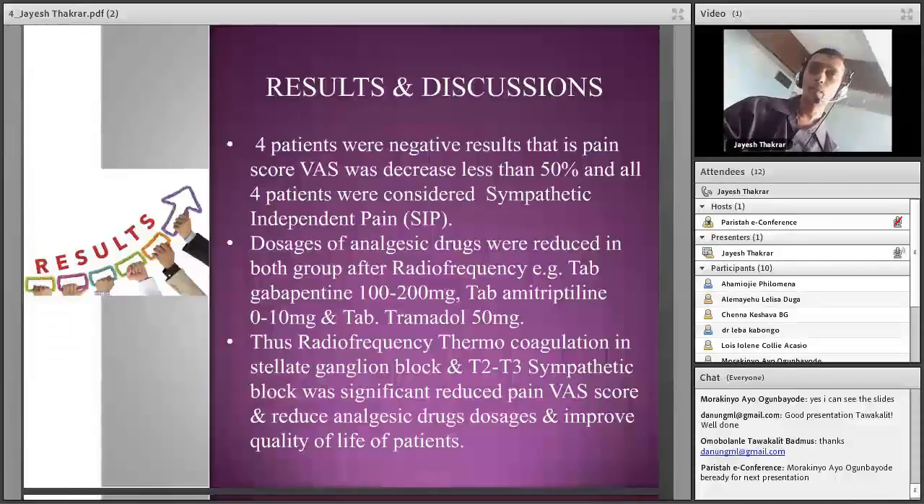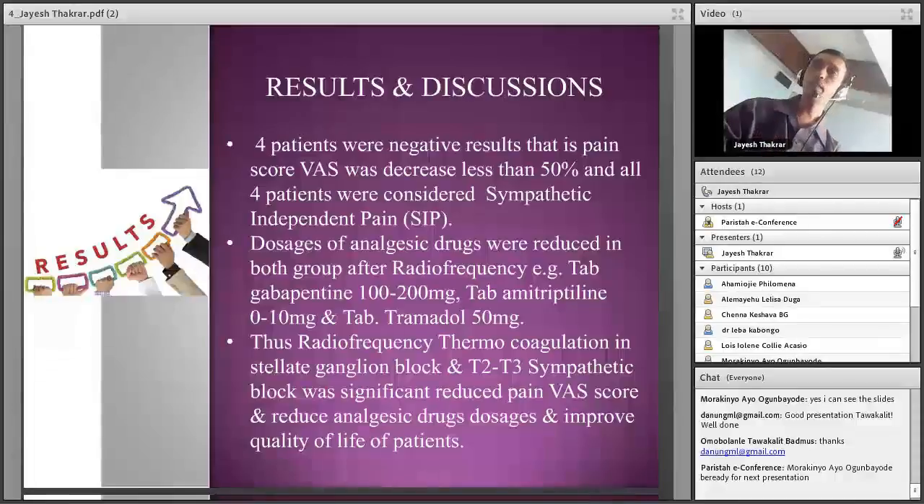pain management. Doses of the analgesic drugs were reduced in both groups after the radiofrequency. Tablet gabapentin was reduced from 400 to 600 mg to 100 to 200 mg. Amitriptyline was stopped in some patients. Some patients required a 10 mg dose instead of 25 mg. And tramadol was reduced from 150 mg to 50 mg per day.